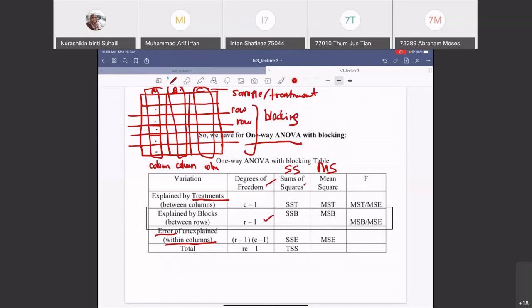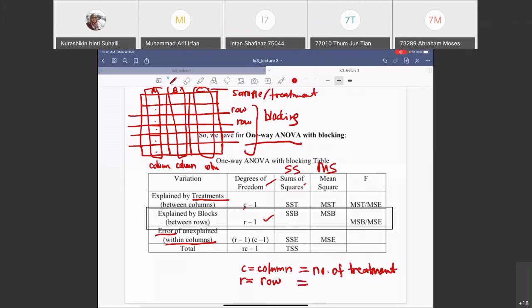So when we talk about one-way ANOVA with blocking, you come across certain terms like C. C is column, and R is the number of rows. The number of columns here is actually the number of samples or the number of treatments, because if you have 3 treatments, then you have 3 columns.